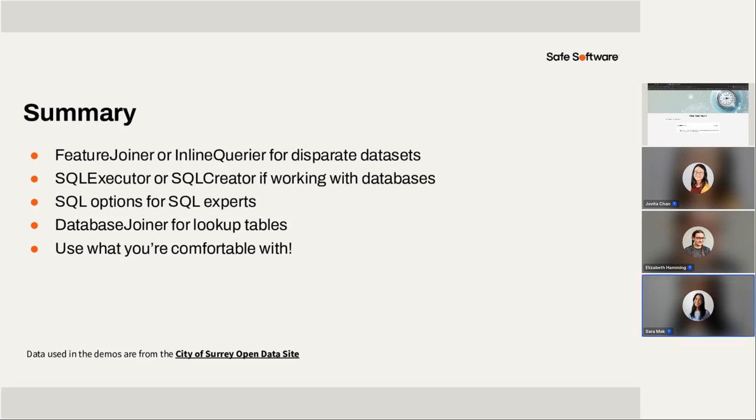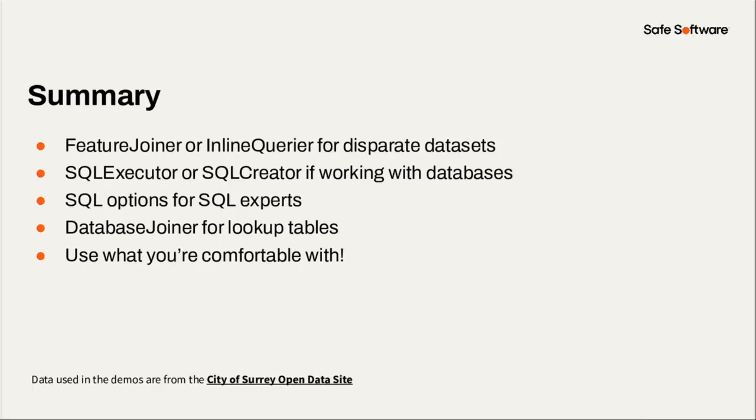For quick lookup tables, we have the database joiner and the feature reader. And if you're not sure at all where to begin, because this is a whole lot of new information, start with the feature joiner and go from there. You can always change things later on, and the feature joiner itself is a pretty powerful transformer. You might just need that one.